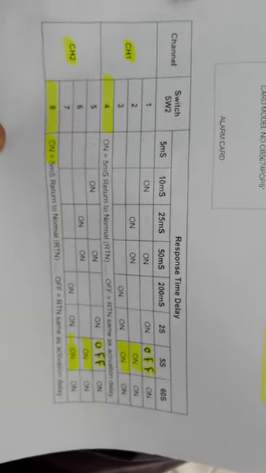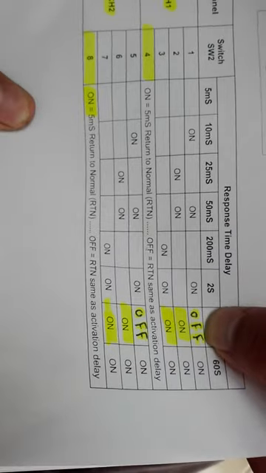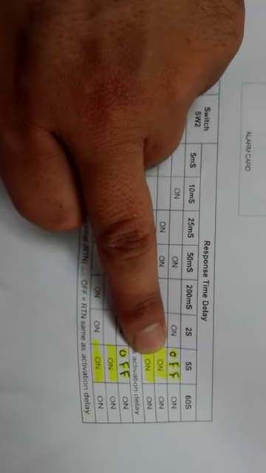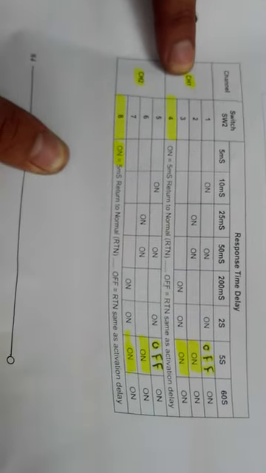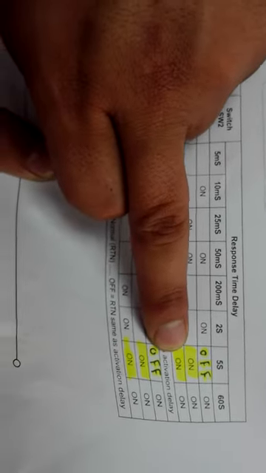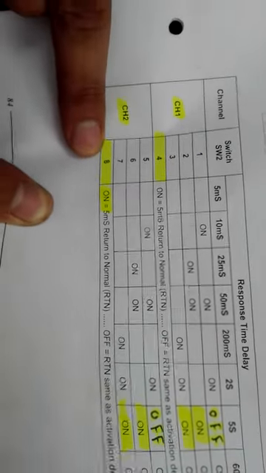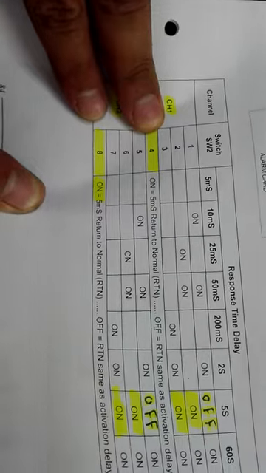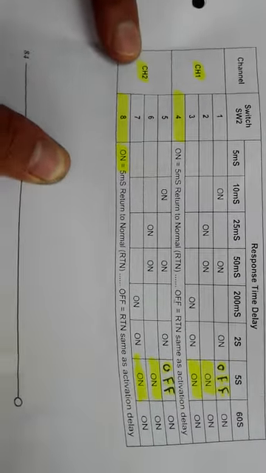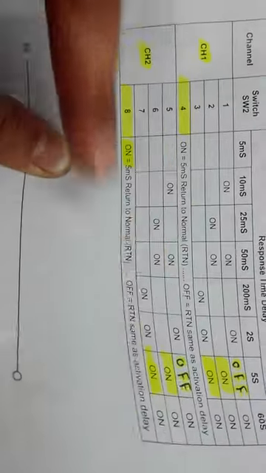So what will be the switch status? Channel 1, switch number 1 will be off. Then channel 1, switch 2, for a 5 second delay, will be on. Channel 1 SW2 point number 3, for a 5 second delay, will be on. Similarly we will turn on 4 and 8, which have a separate logic that I will explain. The pattern for channel 2 is: 5th off, 6th on, 7th on, 8th also on.